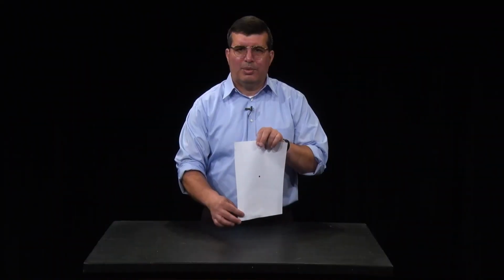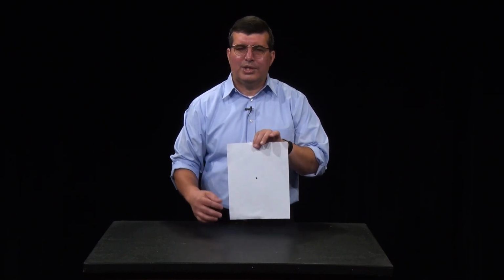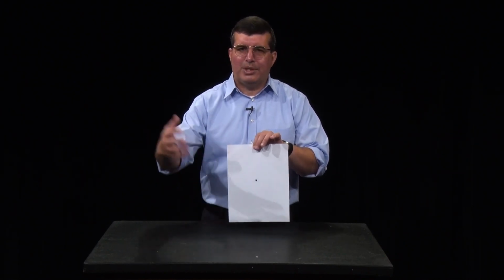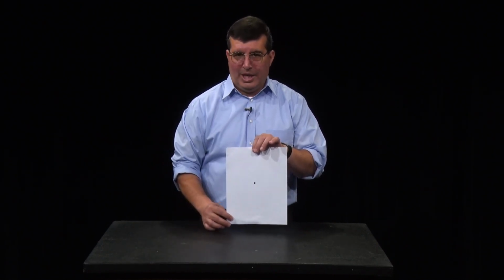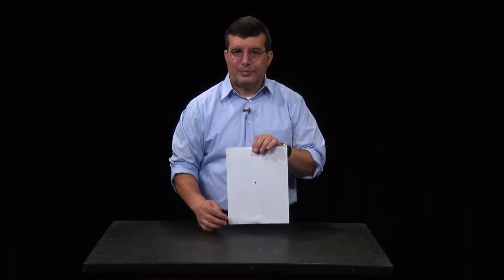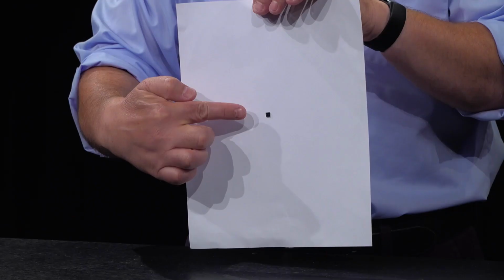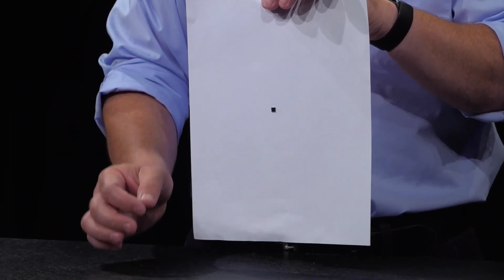Okay, so no matter which way I turn it, you're going to see light from the paper because the light hits the paper and goes off in all directions, some of which is captured by the camera for you to see. Now this tiny black spot here is actually a mirror.